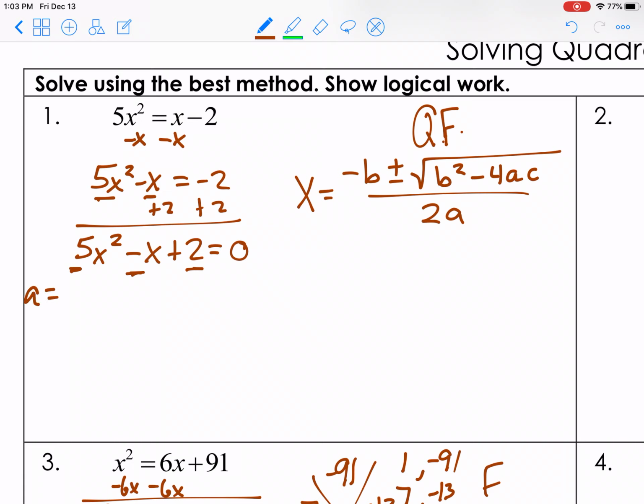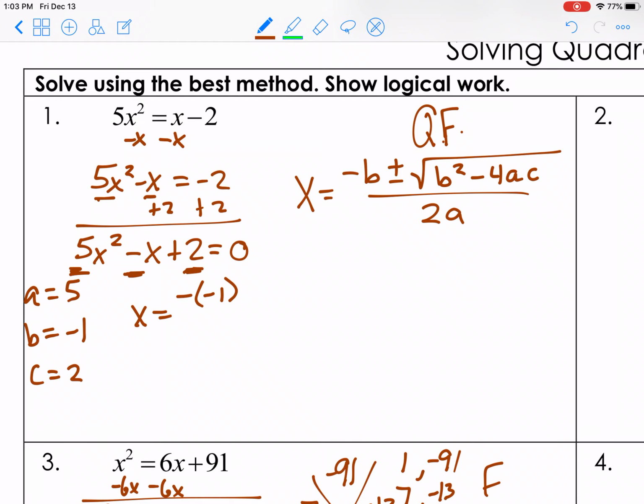In this case, a is 5, b is negative 1, and c is 2. We can grab that from this because we've already put it in standard form, ax squared plus bx plus c. If it's not in standard form, you need to be careful about what you're choosing for each of them. As I put it into the formula, I recommend using parentheses for every letter that you replace with a number.